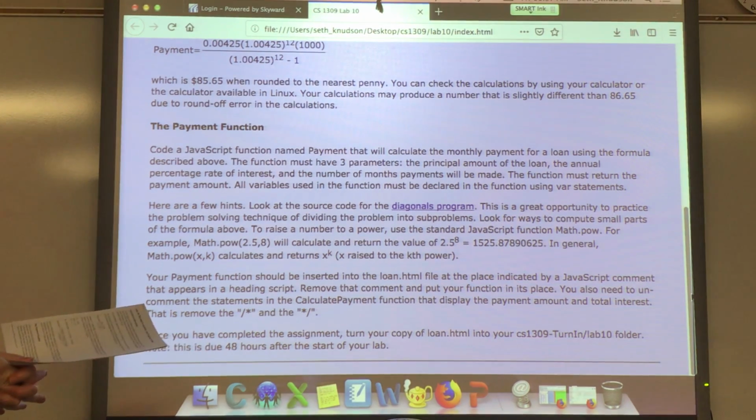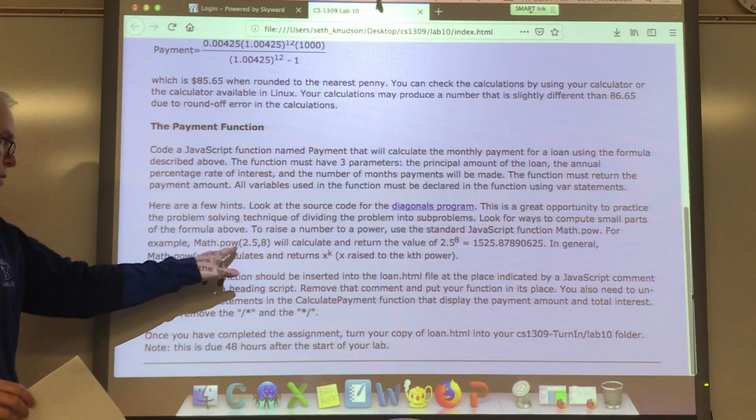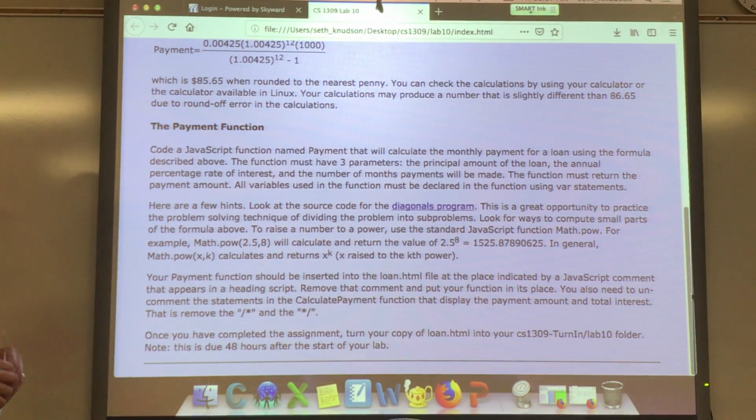Okay, here are a few hints. Look at the source code for the diagonals program. This is a great opportunity to practice the problem-solving technique for dividing the problem into subproblems. Look for ways to compute small parts of the formula above to raise a number to a power. Remember, that's Math.pow. Okay. Etc.